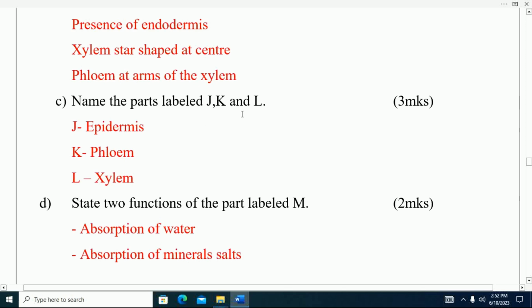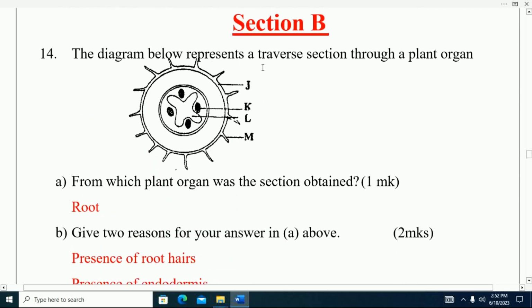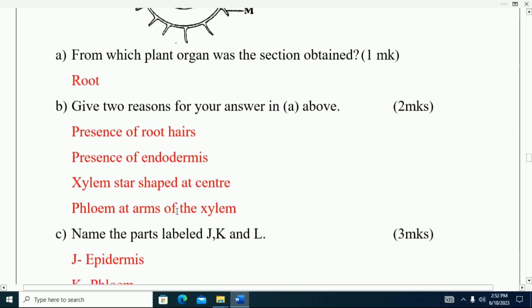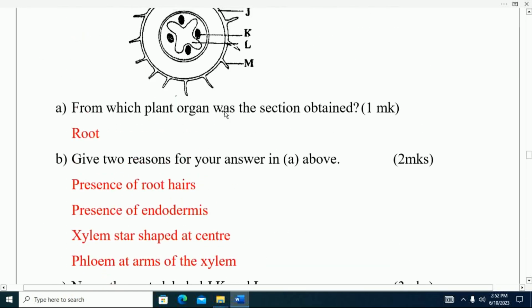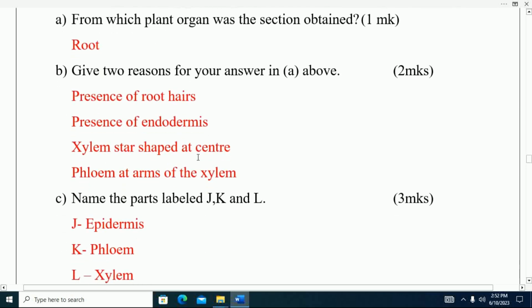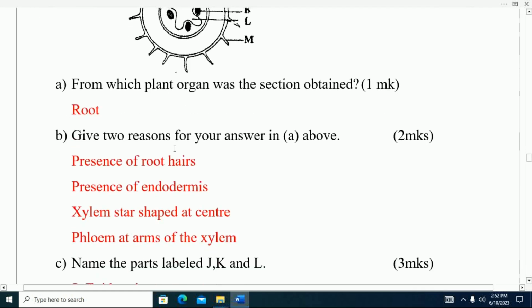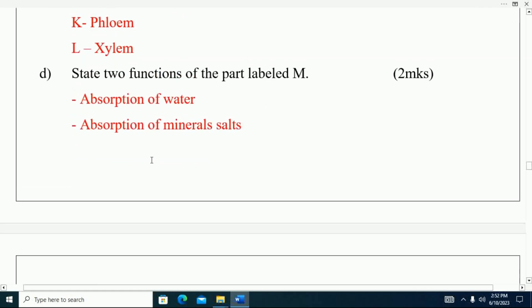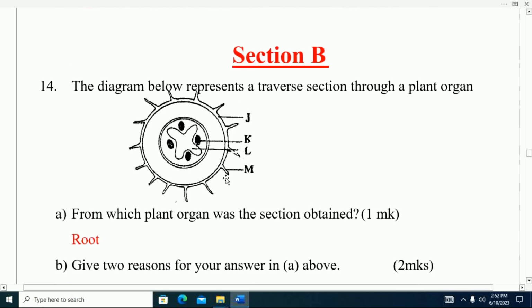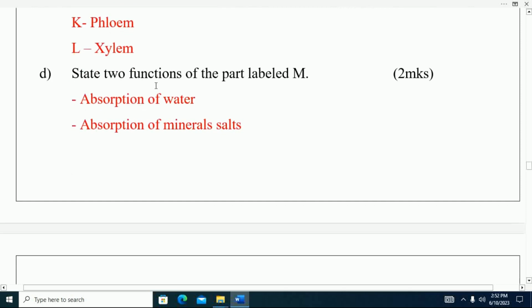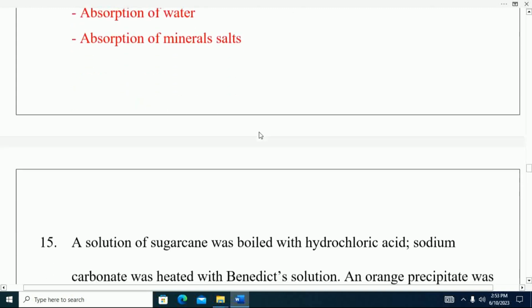Let's go to the next question. Name the parts labeled J, K, and L. J is epidermis. K is phloem. L here is xylem. Let's go to the next one. State two functions of the part labeled M. Part labeled M is here. And what is the function of this part labeled M? The function of that one is absorption of water and absorption of mineral salts.